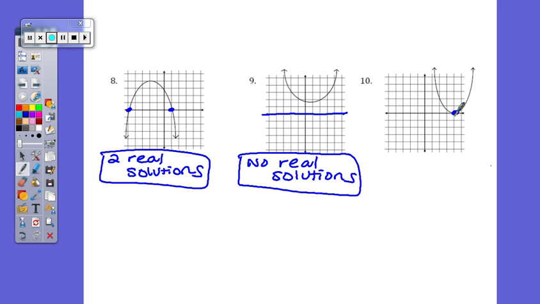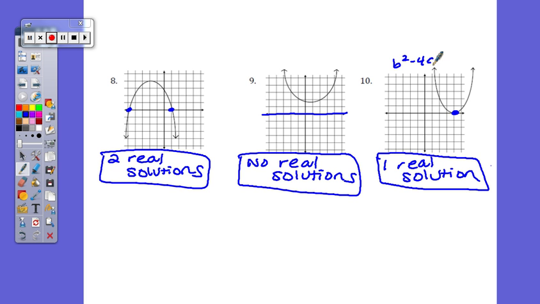And then finally, I have one solution in the last one. Again, it's crossing the x-axis just the one time, and so there's going to be just the one real solution in number 10. That means that my discriminant is equal to 0, and so I'm going to write that up here. b squared minus 4ac is equal to 0. Over here, my discriminant is less than 0, a negative number. That means no real solutions, it's going to be imaginary. And then finally, in number 8, it's going to be greater than 0. It's going to give me a positive number, and that's how I end up with 2 real solutions there.